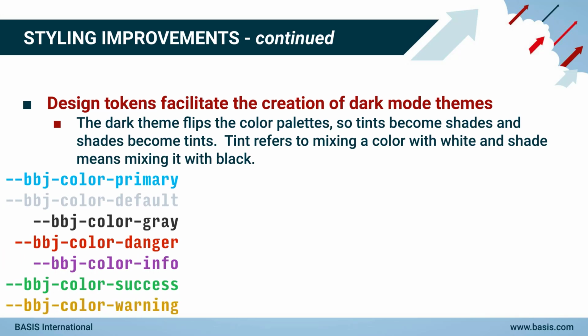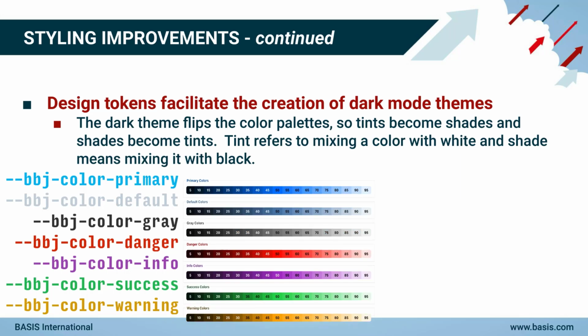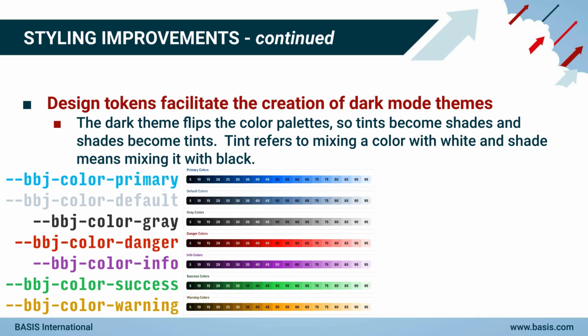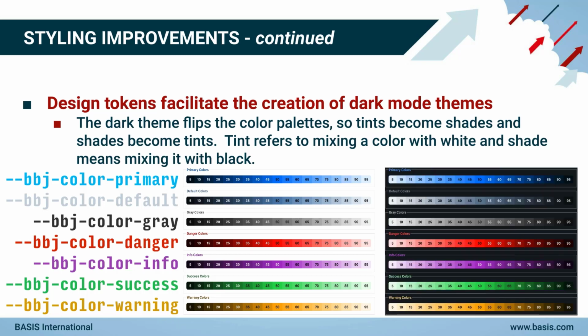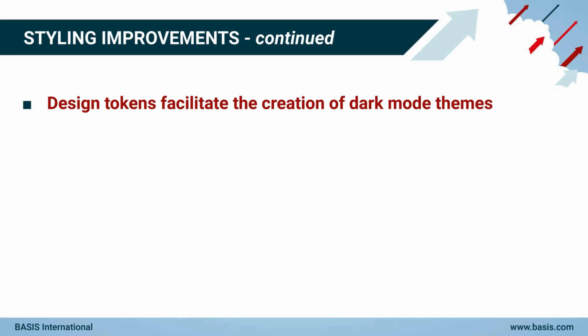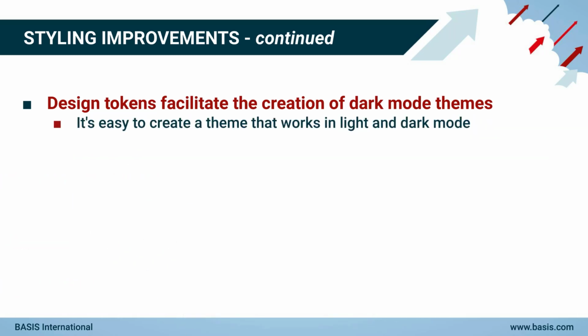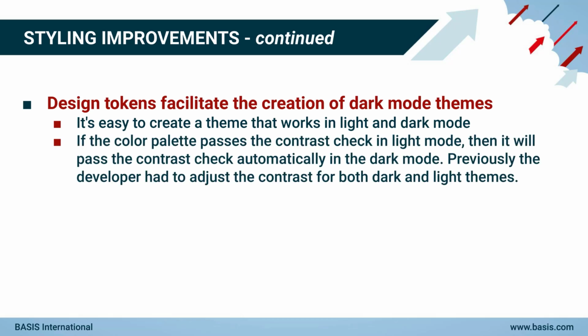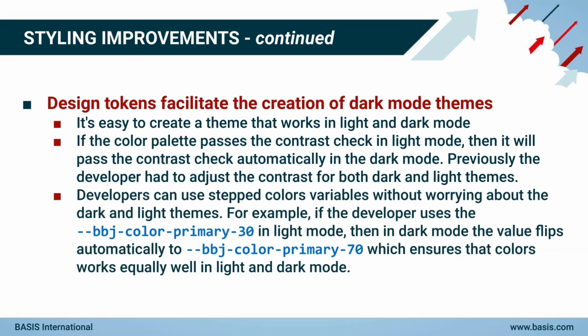Besides the BBjColor primary CSS custom property, the DWC defines primary colors with varying lightness from 5% up to 95% in 5% increments. These colors are flipped when switching from light to dark themes, so if a particular color fits well in one theme, then it's going to fit equally well in the others without having to define two separate themes. Additionally, if the custom theme passes the Web Content Accessibility Guidelines color contrast ratio test for accessibility in the light mode, then it will pass automatically for the dark modes as well.